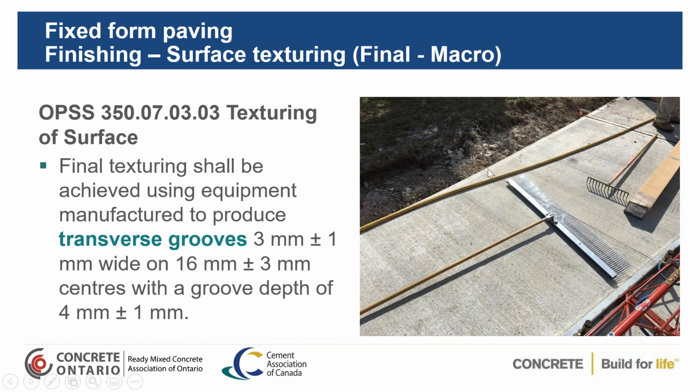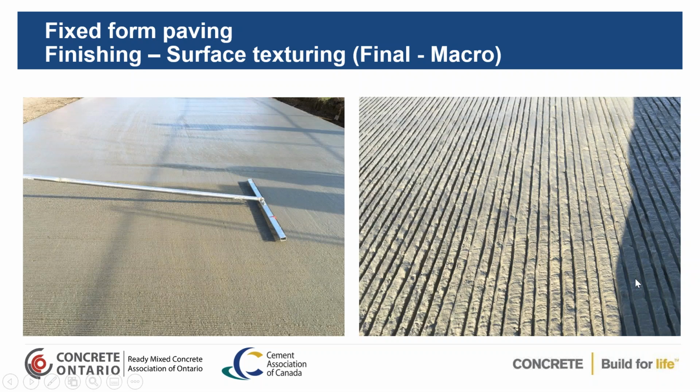Now the texturing process, the finishing. With fixed form, a lot of times they'll use a broom that has wires spaced at a certain spacing, 3 millimeters in size, plus or minus. The distance between them is 16 millimeters. So this type of broom is used to put a grooving into the concrete.